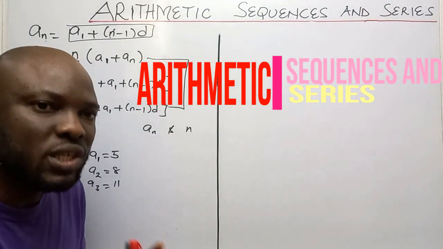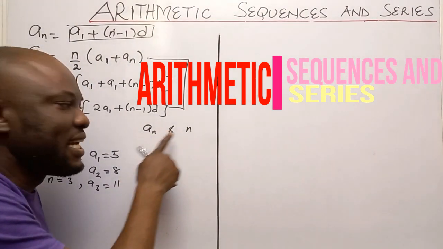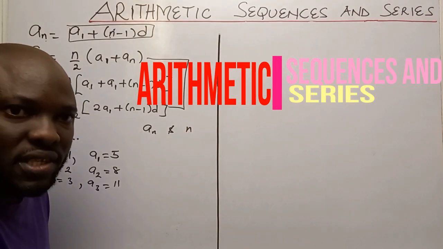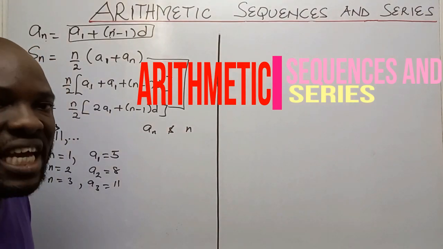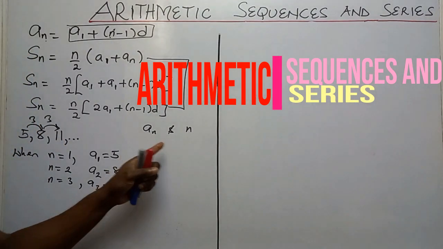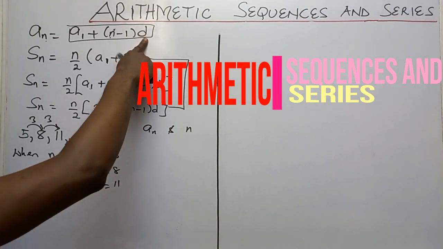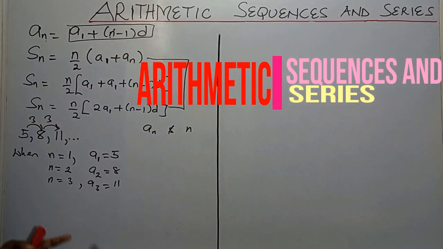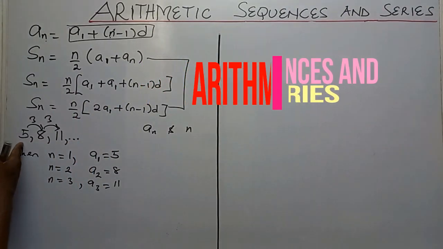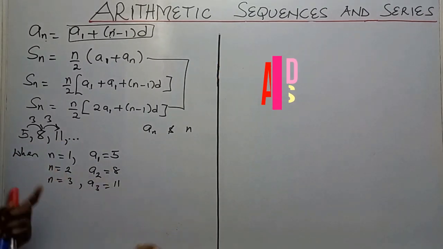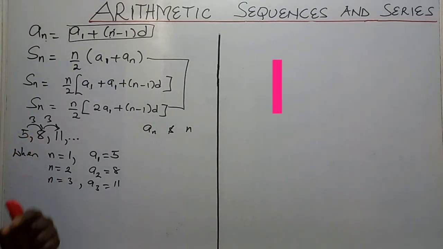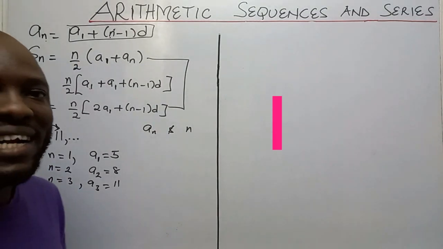All right, so there is always a relationship between n and a sub n. n simply means position. What's the position in the sequence? Is it the first or the second or the third? But every position will produce a corresponding value. So that's the relationship between n and a sub n. d simply means common difference. The common difference is simply either the second term minus the first term or the third term minus the second term, and it goes in that order.